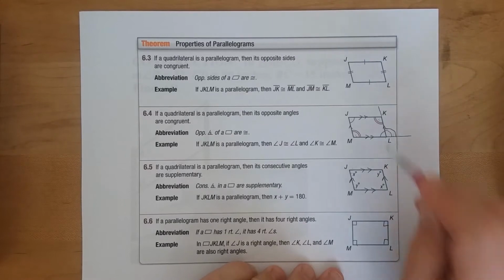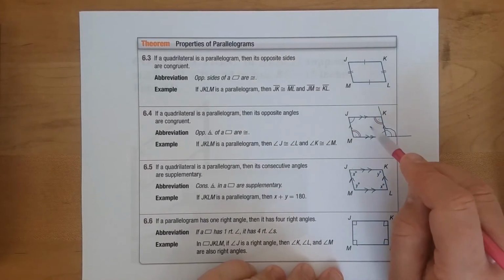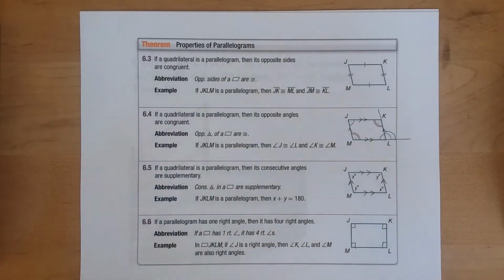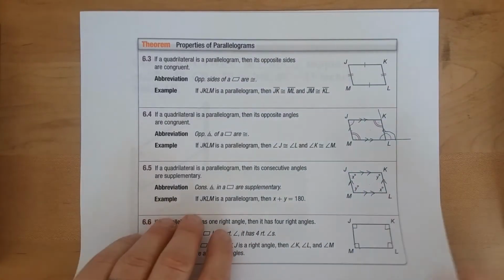You can quickly prove this the same way we proved 6.4. Or if you know you've already proven 6.4, then J and L must be congruent. Those must be 90. And we've already proven this one, so we know that angles M and L must be supplementary. So that means M must be 90 and K must be 90. Let's take a look at a couple of examples.